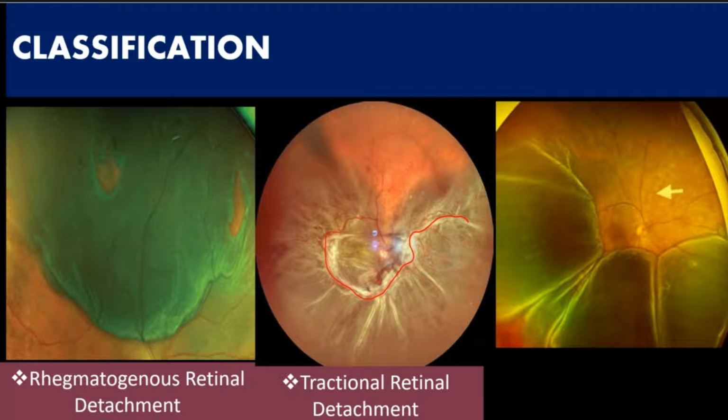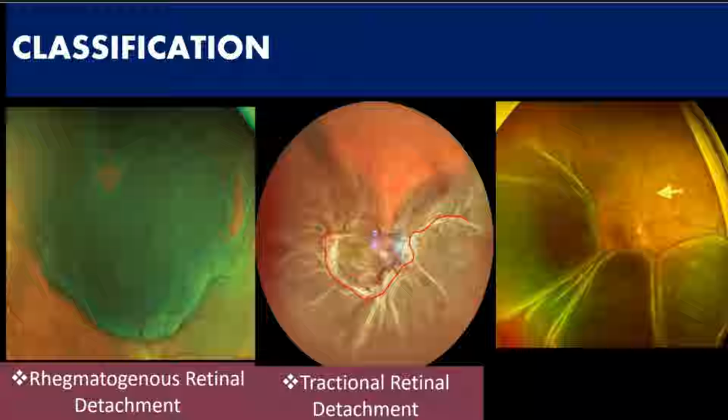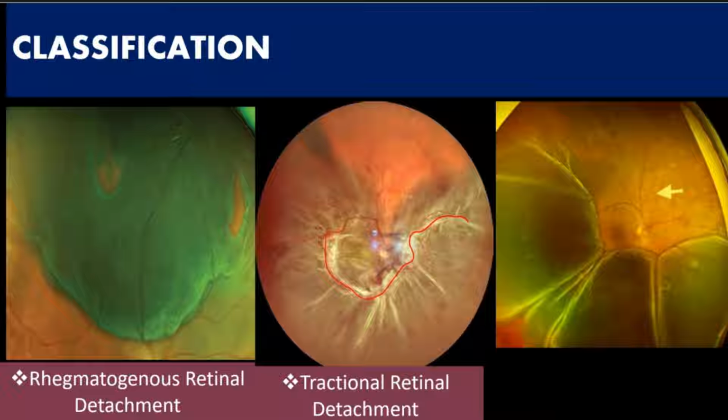When this fibrous component contracts, these membranes can pull on the neurosensory retina, separating it, pulling it above the retinal pigment epithelium, leading to detachment. Such a detachment is known as a tractional retinal detachment. All right. Now, this tractional retinal detachment is usually seen in cases of diabetes, and it is also seen in sickle cell patients, and there are actually a lot of causes which are associated with tractional retinal detachment.